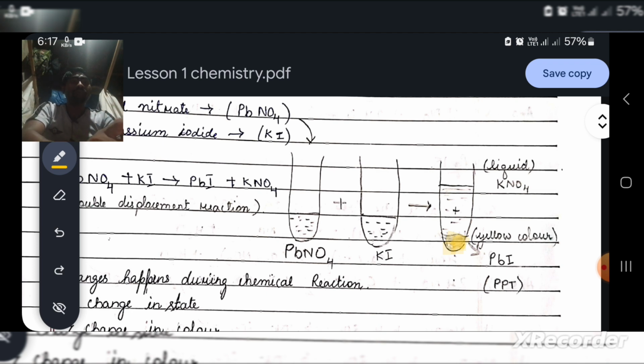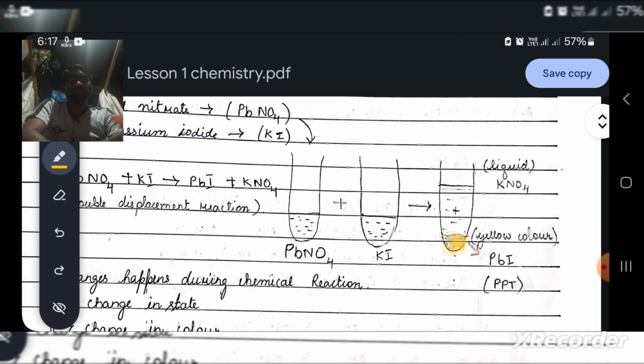And above there you can look that KNO3, sorry, potassium nitrate. Before, what is there? Potassium iodide. Now what happened? Potassium nitrate. This one is a liquid. This one is colorless.